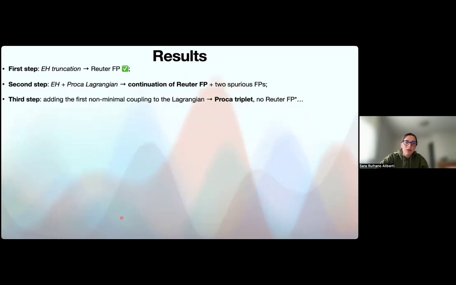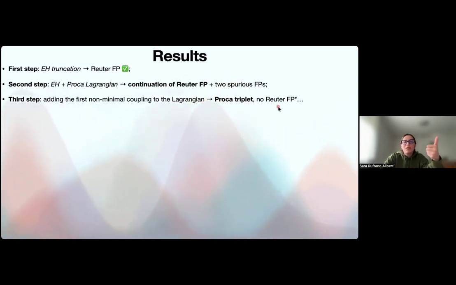Okay. Now, for the third step, in order to get the third step, we added the first non-minimal coupling to the Lagrangian. And for this truncation, the fixed point structure drastically changed. First of all, the Reuter fixed point disappeared. But here there's a caveat, and I'm gonna talk about this later.